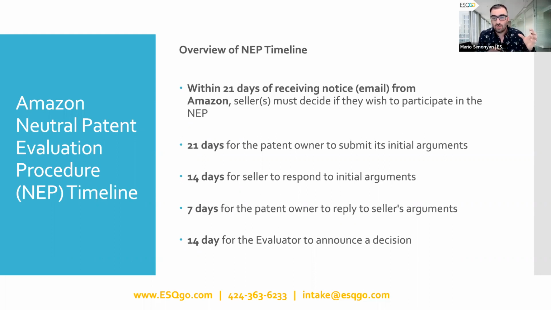So patent holder has 21 days to draft and submit the complaint or the initial arguments. Then it goes to the seller. Seller has 14 days. Once they submit it, then it goes back to the patent holder. Patent holder has the option of drafting another argument or counter arguments, and they have 7 days. Once that's done, the evaluator in the case, or the quote unquote judge, has 14 days to make a decision. And the decision is either going to be that a product or an ASIN is infringing the patent. If that's the case, they'll remove it or suspend the listing, or say that it's not infringing and let the listing continue to sell. Okay.